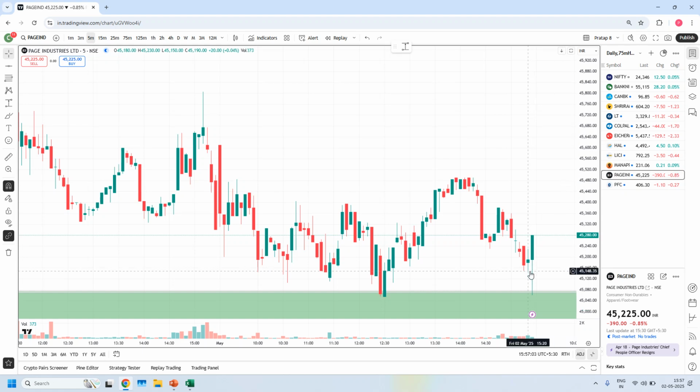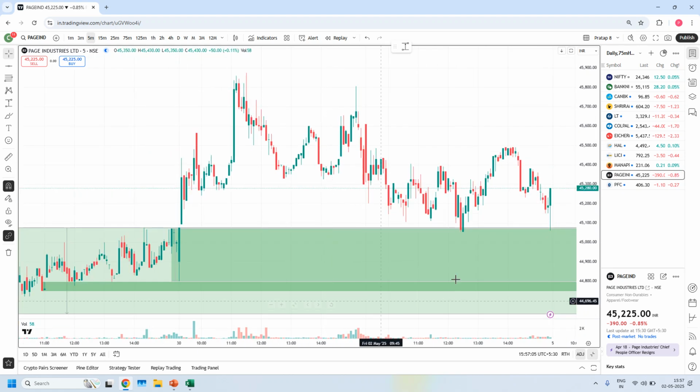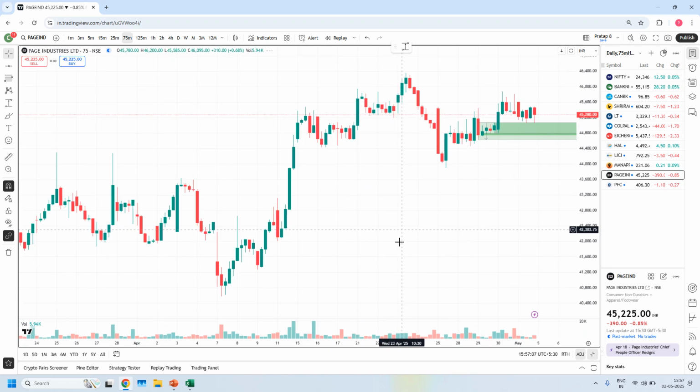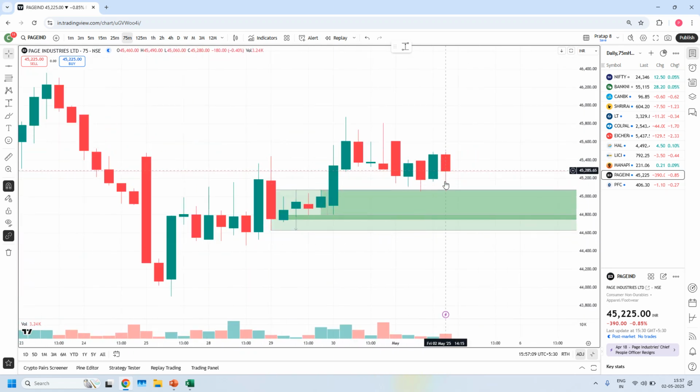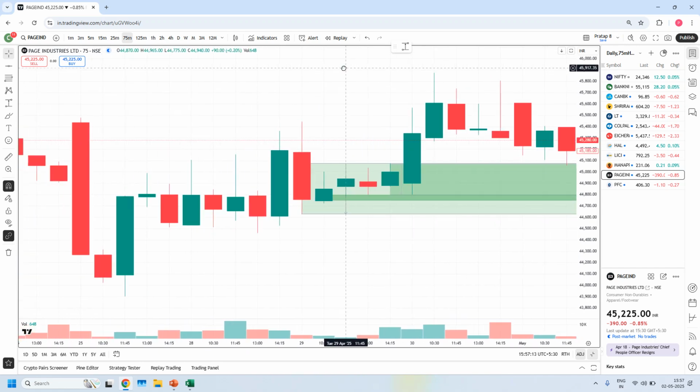Next one is Page Industries. 75-minute zone. See, today prices came and sharply moved, right? But we didn't take a trade. Why? I will tell you.